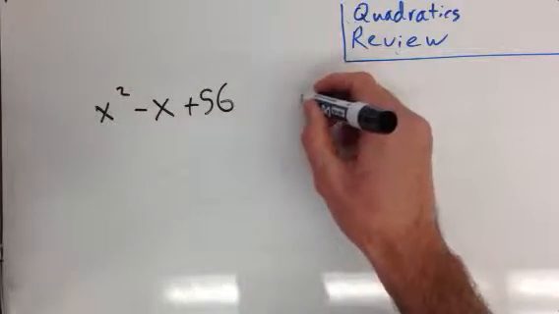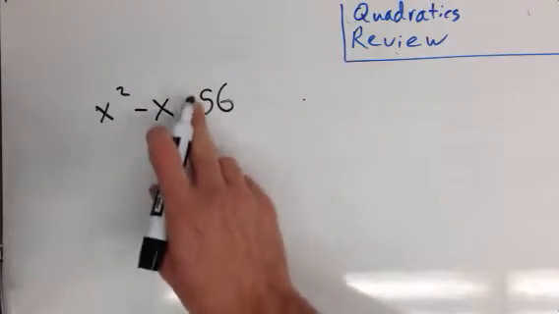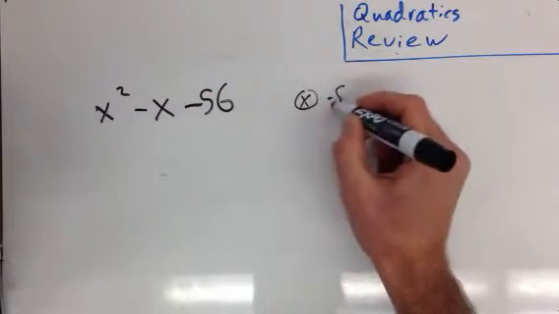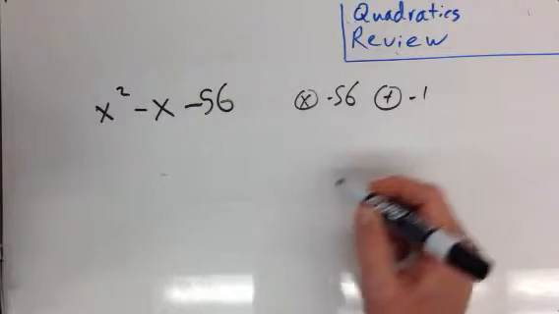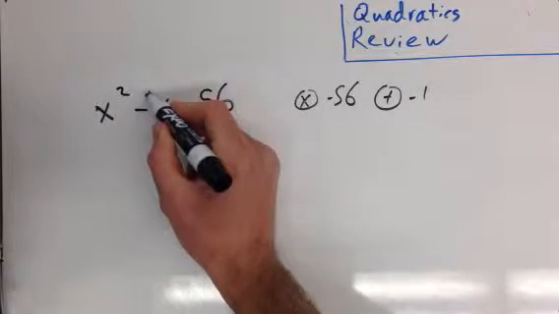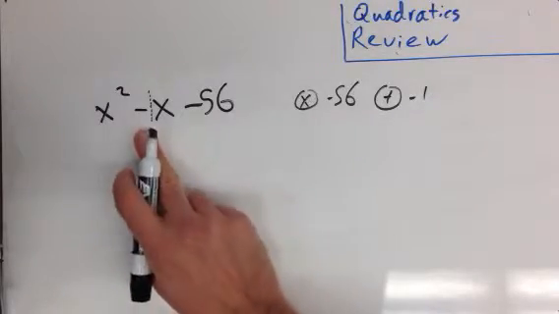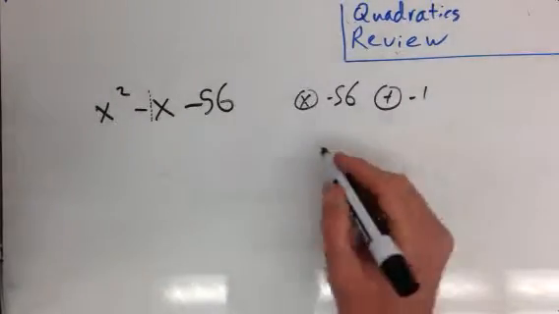We need numbers that multiply. Sorry, this should be a negative 56. We need numbers that multiply to negative 56 and add up to negative 1. That's because there's only one x there, right? So if it's just x, remember that's a negative 1.